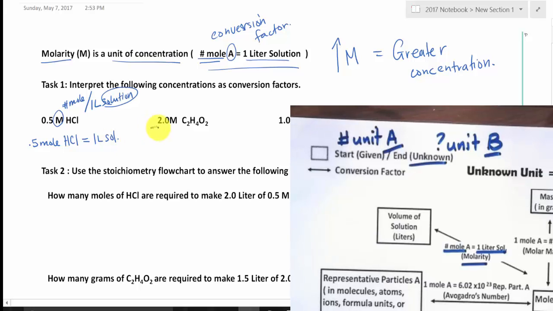Isn't that easy? How about this one? We have 2.0 molarity of acetic acid, which is C2H4O2. If we look at the molarity part, again, it is equal to the number of mole divided by 1 liter of solution. So if it's 2 molarity of this, we're going to have 2.0 mole of C2H4O2 equal to how many liters of solution? Always equal to 1 liter of solution.